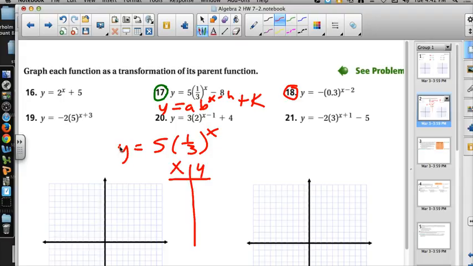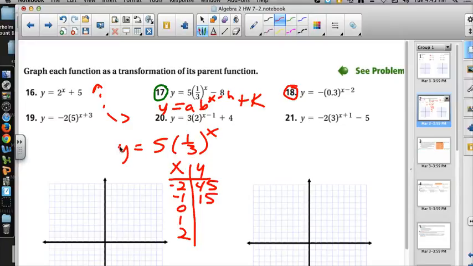So think about the 1/3, and that indicates that we're going to get some decay. But then we have that 5, which is going to make things move a little quicker than we would normally have them be. So we'll go ahead and put some numbers in here and see what happens. So with a -2, we'll have the reciprocal, which would be 3 squared, which is 9, so that would give us 45. And then a -1 would flip it, reciprocal there, and then 3 times 5 is 15.